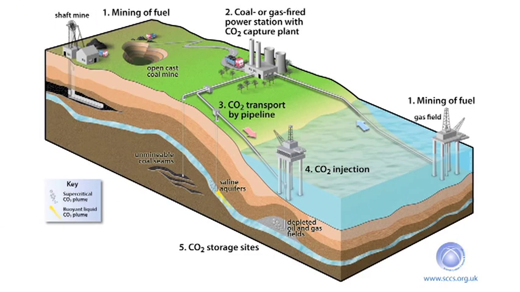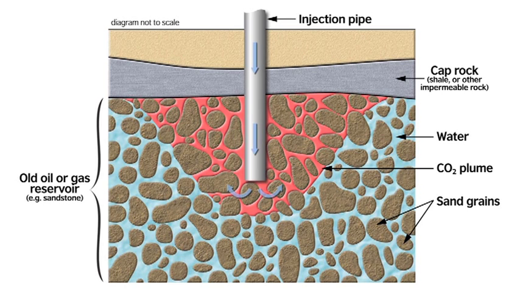Now, importantly, there aren't just big holes underground to store the CO2 in. CO2 is going to be stored in old aquifers or reservoir rocks. This is a good example, a sandstone. Basically, it's for any rock that has a high porosity. Now, porosity basically describes the amount of empty space within a rock.